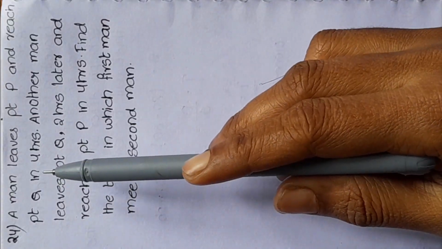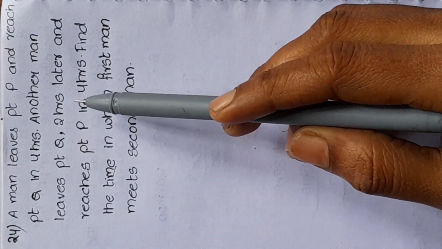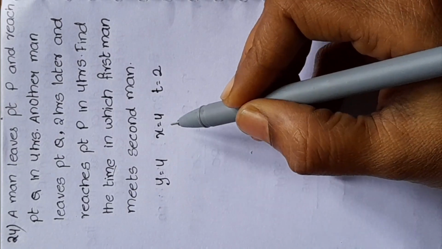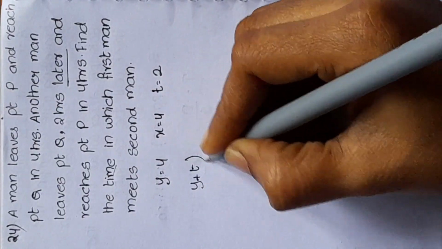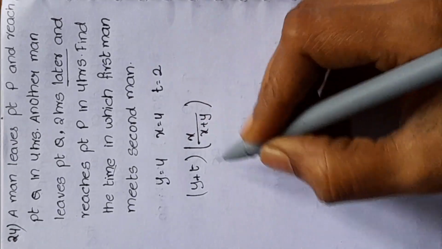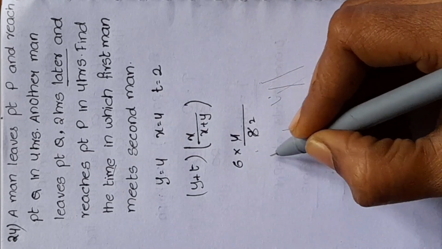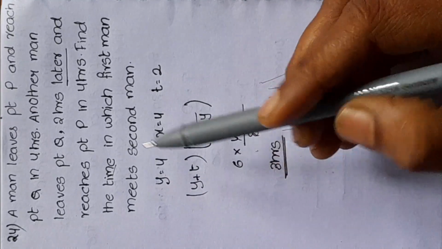Question number 24. A man leaves point P and reaches point Q in 4 hours. Another man leaves point Q 2 hours later and reaches point P in 4 hours. Find the time in which the first man meets the second man. Here the value of Y is 4 and X value is 4 and T is 2. Here he starts 2 hours later. So we should take the formula (Y plus T) into X by (X plus Y). Now substituting the values, 4 plus 2, that is 6, into 4 by 4 plus 4, which is 8. 2 times, so 3 hours. After 3 hours, the first man meets the second man.